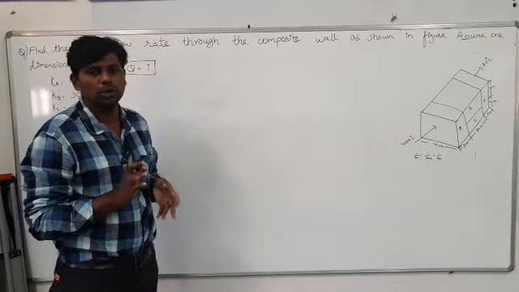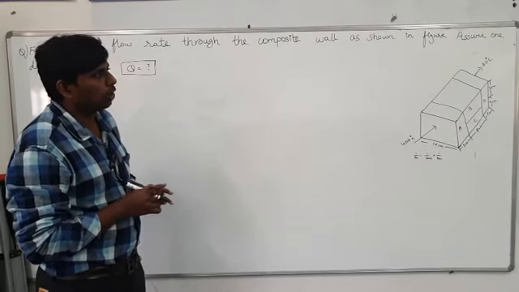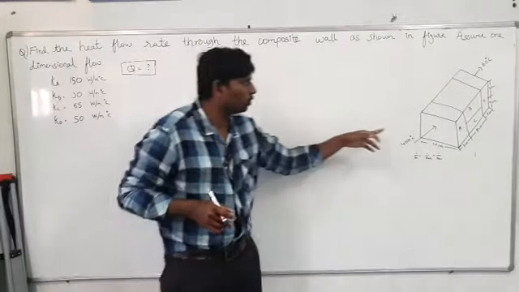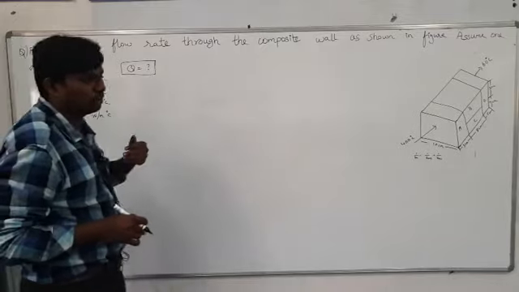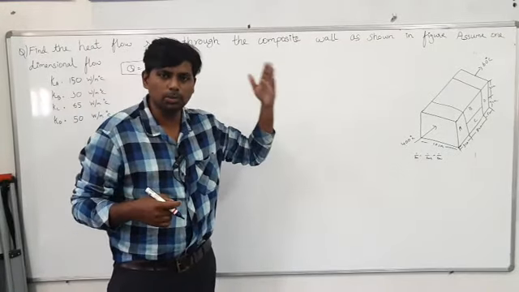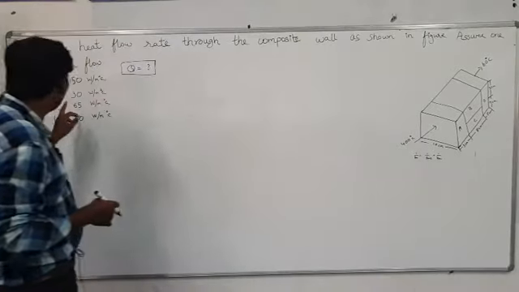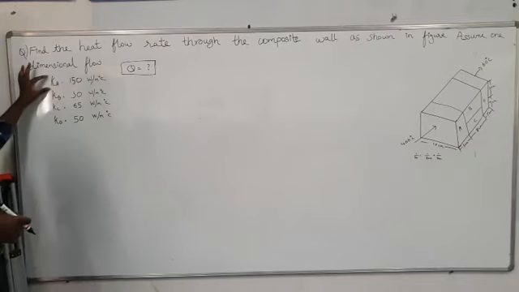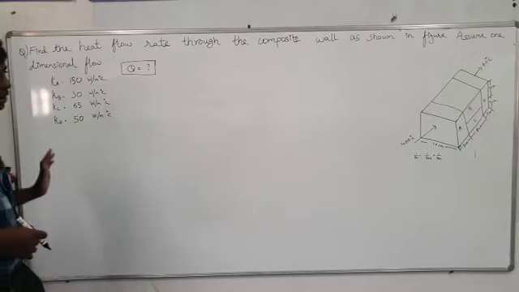Composite means two, three, or four materials will be there. That is known as the composite wall, as shown in the figure. Assume one dimensional flow. One dimensional flow means the flow is going in one direction only, from this side to that side or from that side to this side. Here Ka is given; K is known as the thermal conductivity. Ka is for the first material, Kb for the second material, Kc for the third material, and Kd for the fourth material.